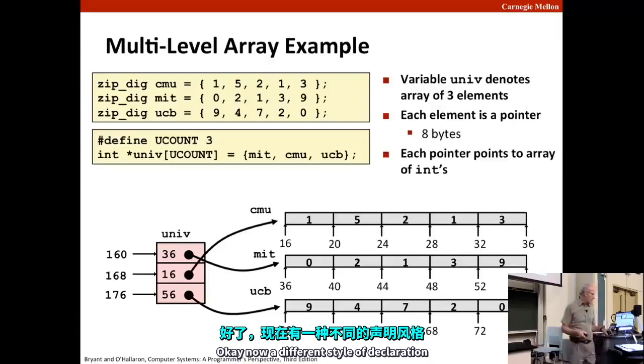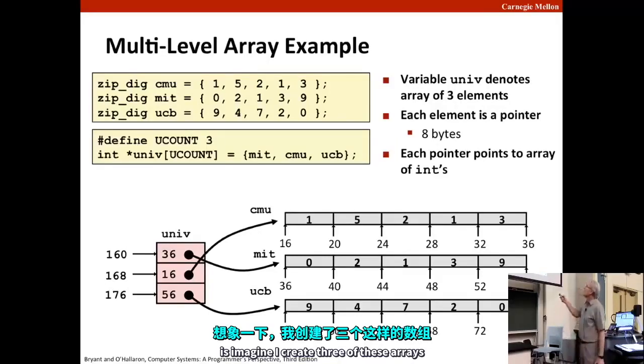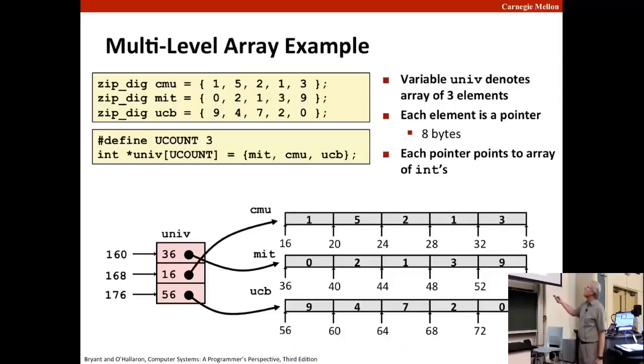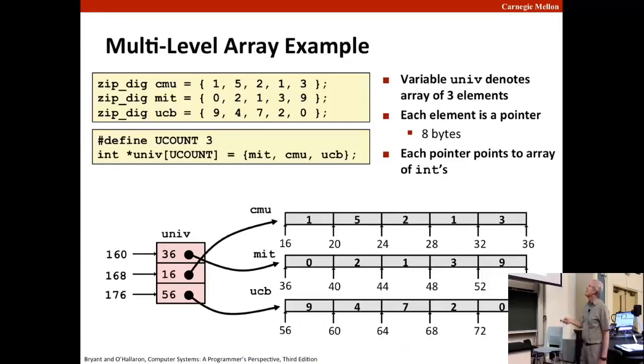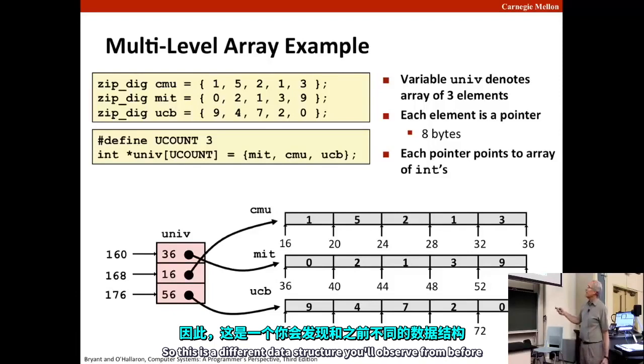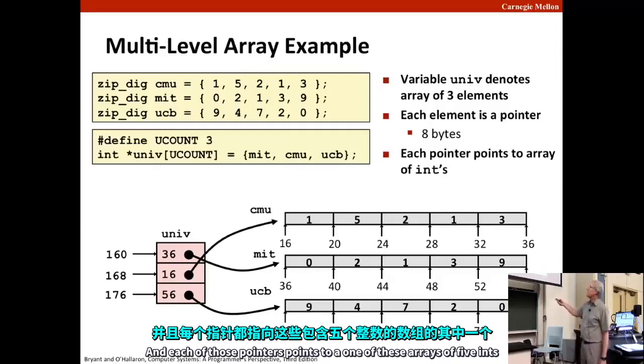Okay, now a different style of declaration is, imagine I create 3 of these arrays, and now I want to create an array that points to these. So this is a different data structure, you'll observe, from before. What univ now is, is an array of 3 pointers, and each of those pointers points to one of these arrays of 5 ints.